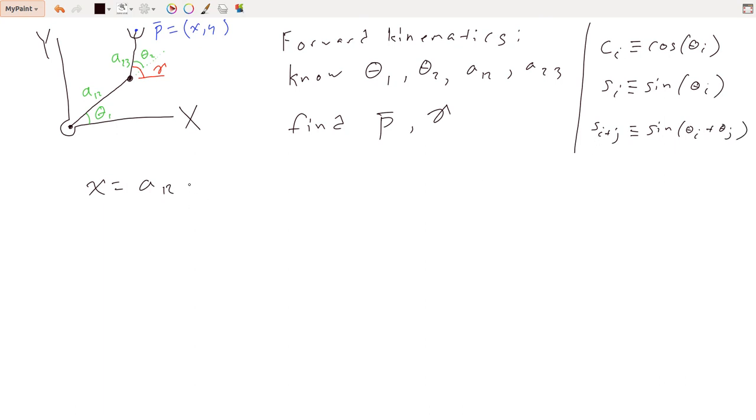Okay, so getting back to the forward kinematics, the x coordinate of this point is just the x coordinate of this point plus this distance here. So x coordinate of this joint is A12 times cosine of theta 1, which we're going to denote as C1. And then we add to that the horizontal part of this right triangle. So that is A23 times cosine of theta 1 plus theta 2, so C1+2. And y is A12 S1 plus A23 S1+2. And so that gives us the x and y coordinates of point P. And the orientation of the end effector is just theta 1 plus theta 2.